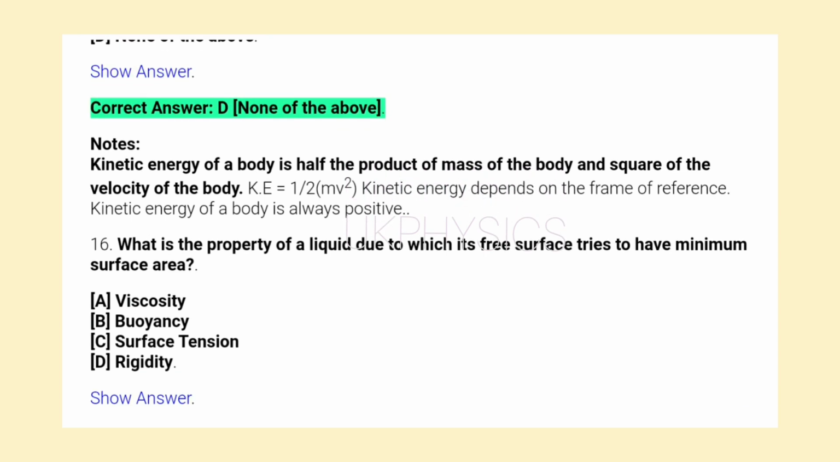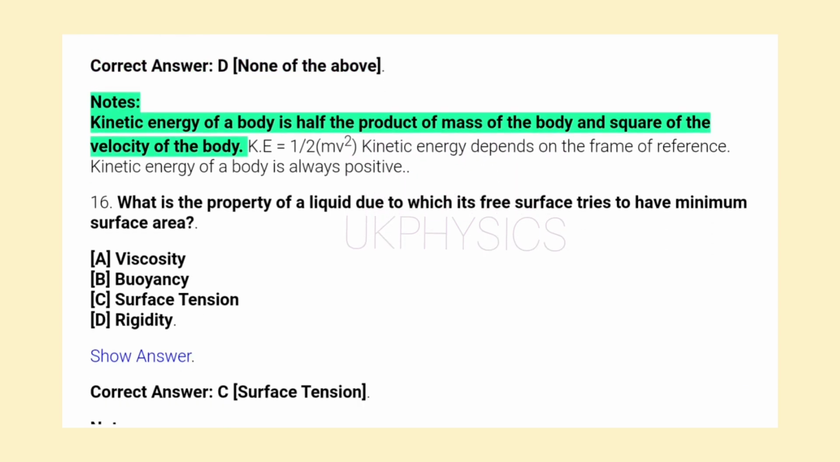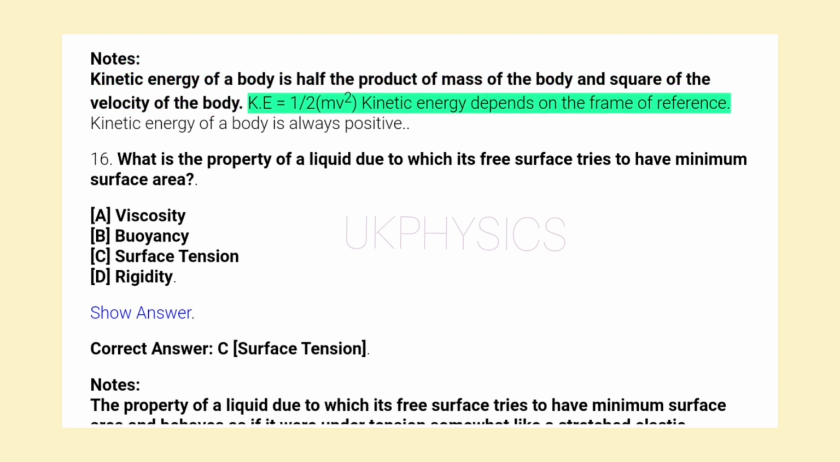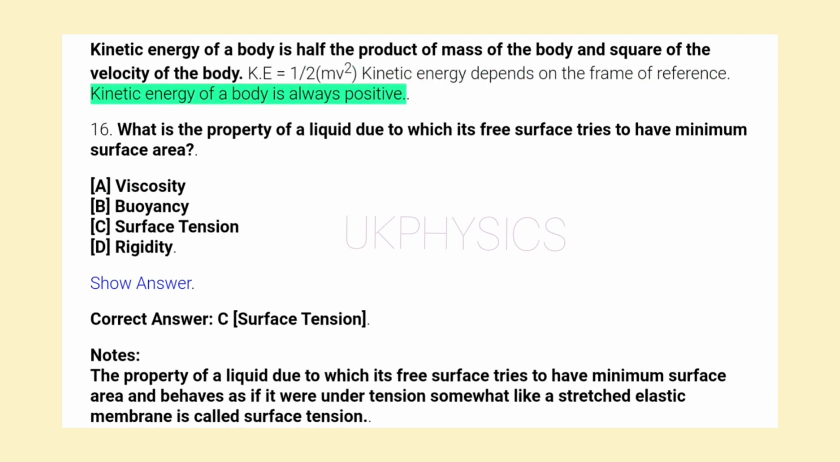None of the above. Notes: kinetic energy of a body is half the product of mass of the body and square of the velocity of the body. K.E. equals 1/2 mv². Kinetic energy depends on the frame of reference. Kinetic energy of a body is always positive.